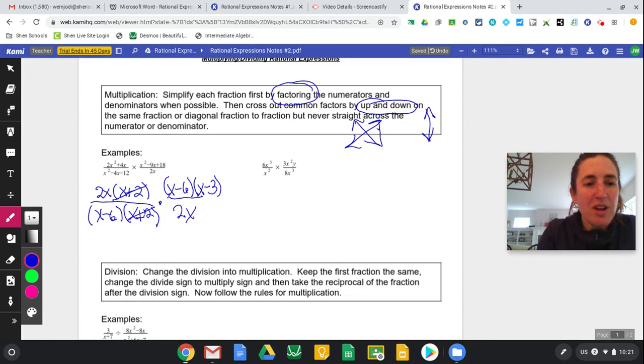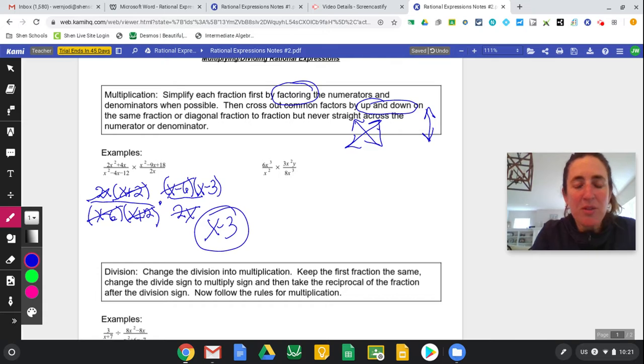Okay, so I crossed out up and down on the same fraction. Look at this x minus 6 group. Boom, gone. Backing up, and x minus 3 is the only factor left. That was fun. Let's do some more.